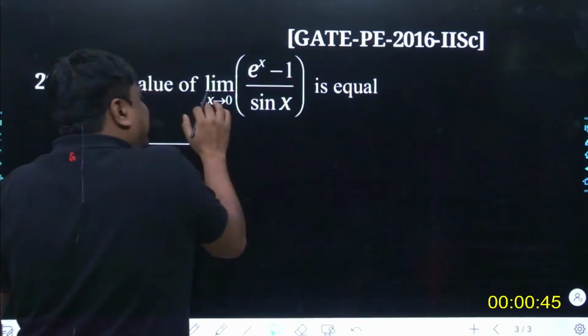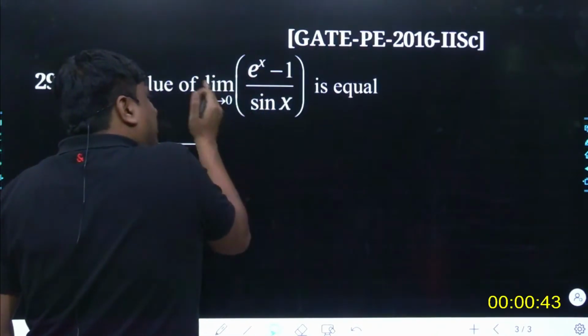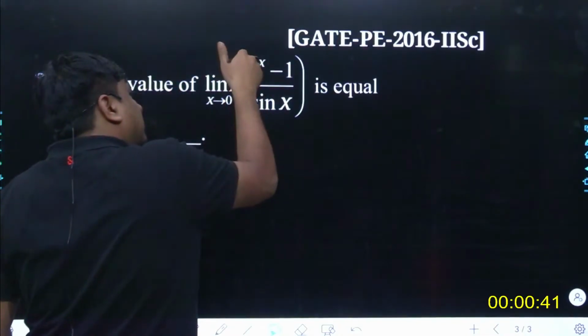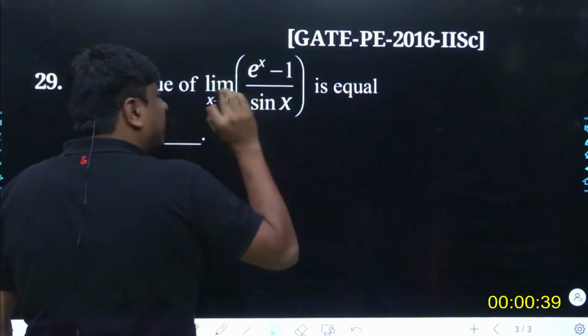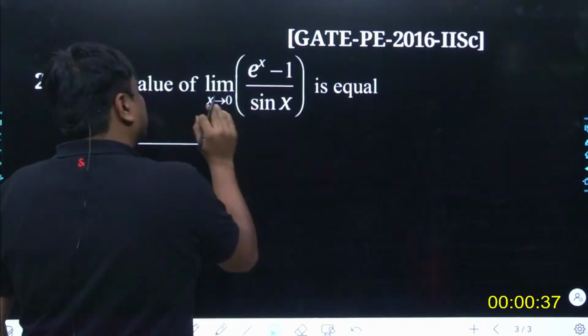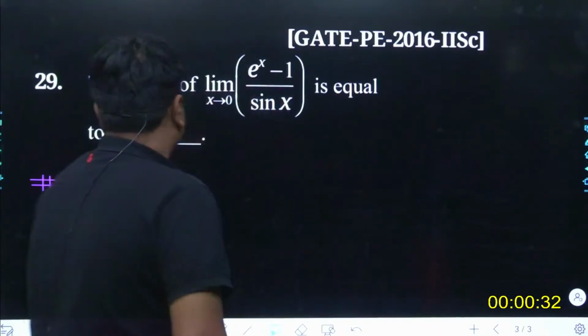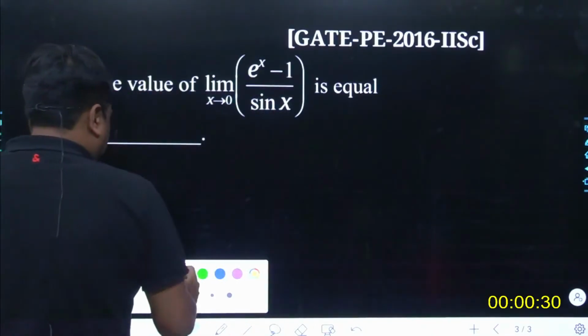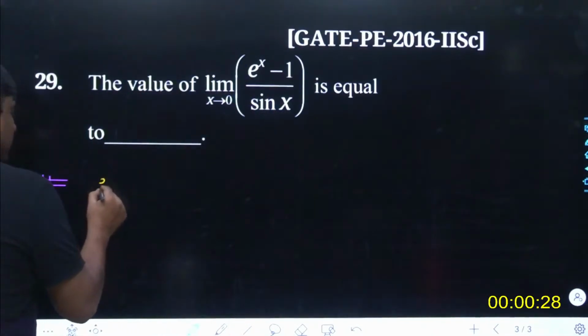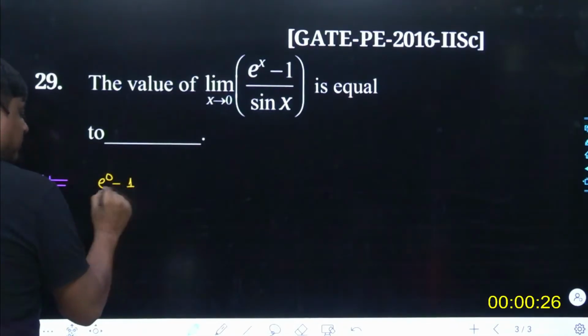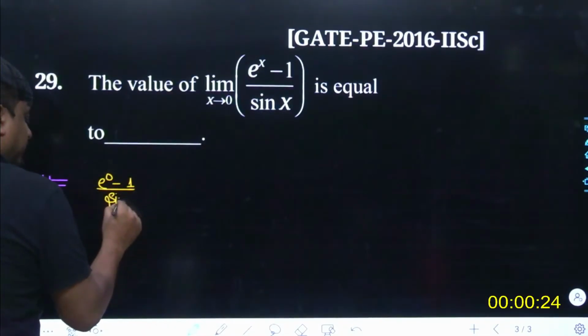But rather than writing LHL or RHL, why don't we write the worth of the function at x equals 0? Yes, you can, but the function has to be continuous at x equals 0. And yes, e to the power of x minus 1 and sine of x are continuous. So rather than writing here and there, I straight away write this as e to the power of 0 minus 1 divided by sine of 0.